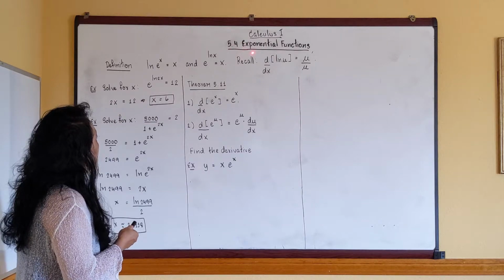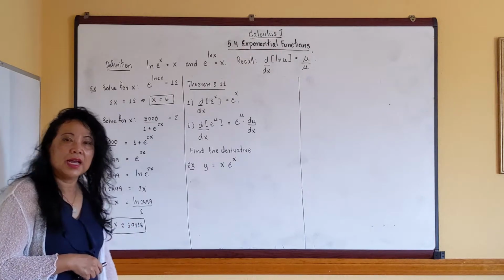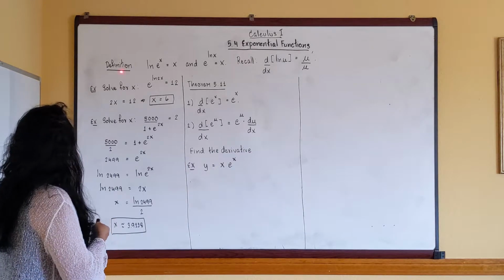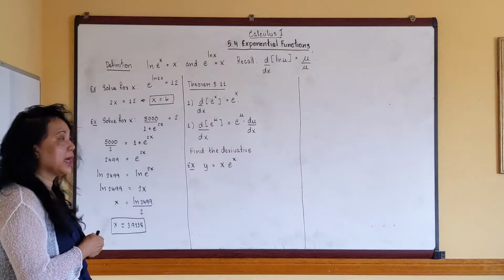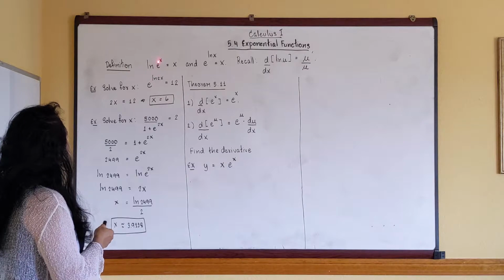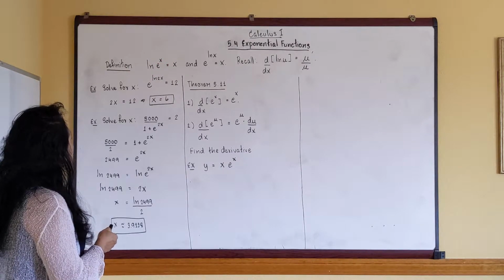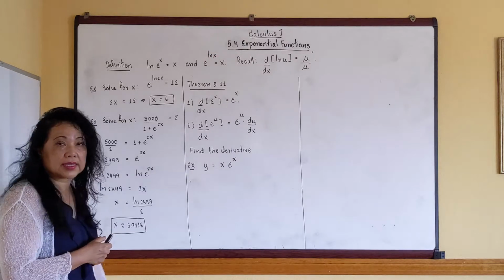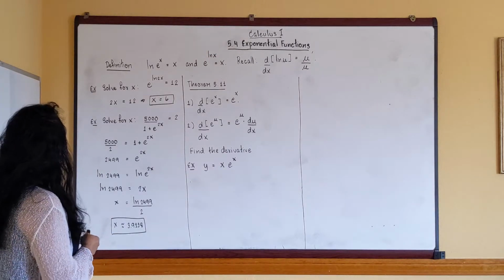Section 5.4, exponential function. Let's review our pre-cal a little bit. This is the definition from pre-cal: ln e to the x is equal to x, and e to the ln x is equal to x. So let's look at the first example.